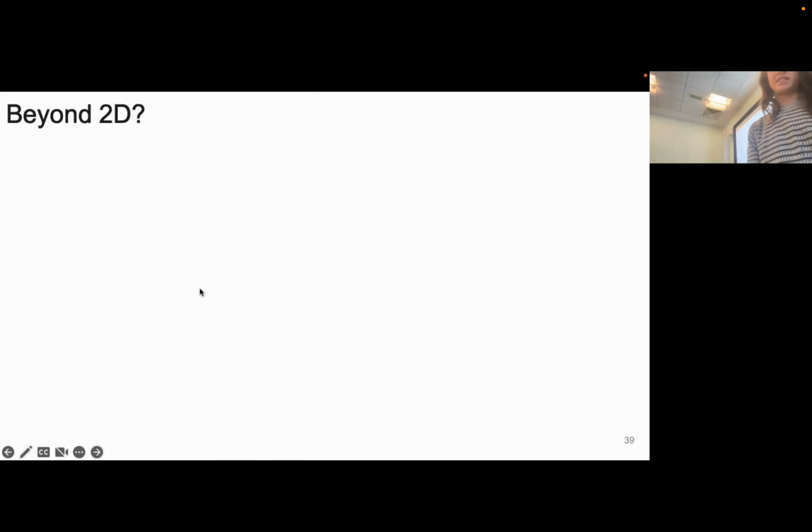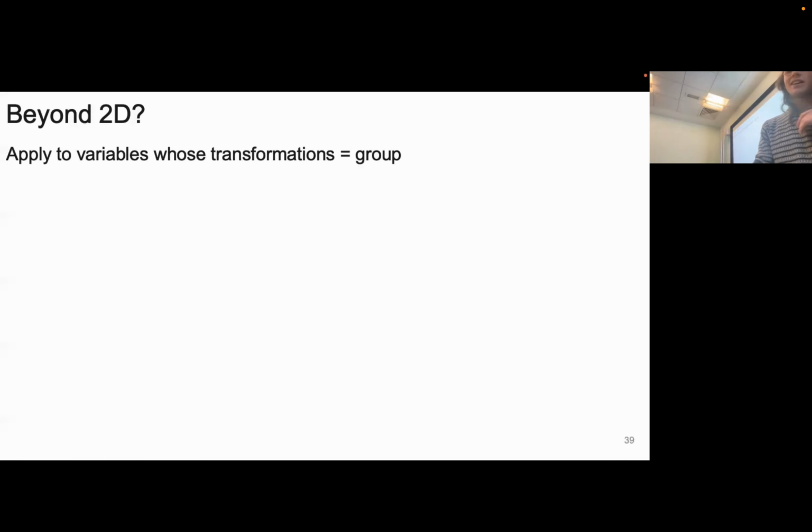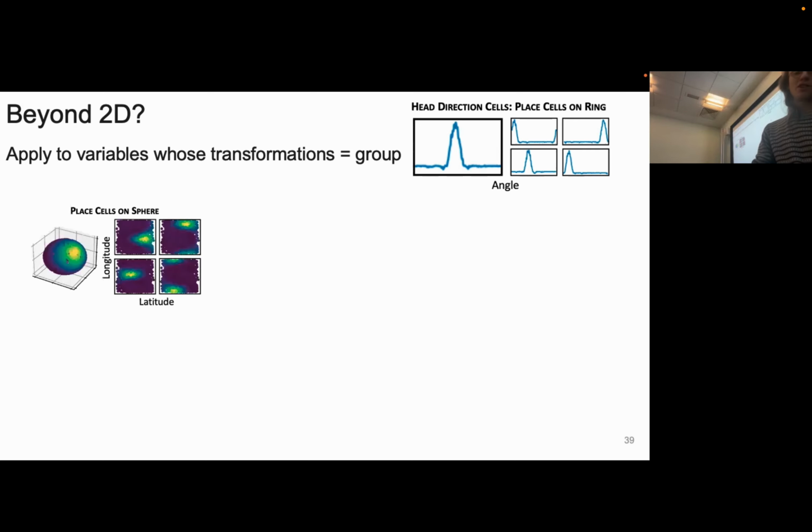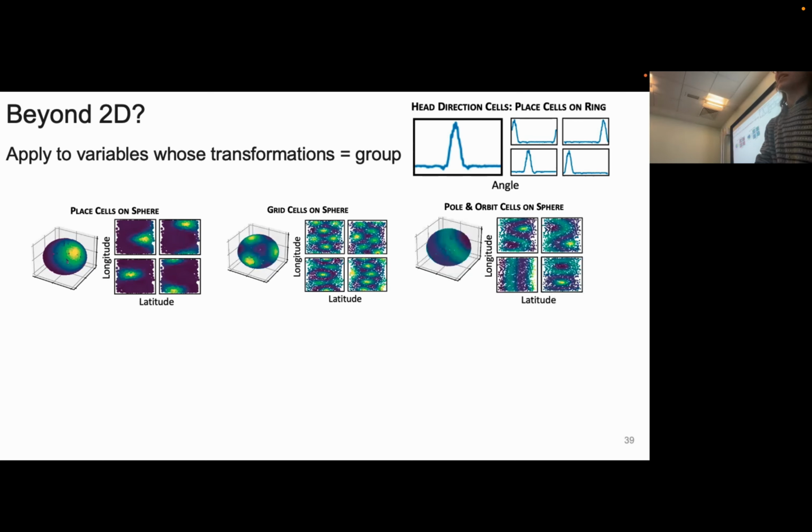The last thing I'm going to think about is going beyond 2D. I described this framework, and it can work for any variable whose transformations form a group. You've got to find the appropriate representation theory of that group, and then chunk through the same steps that we did here. So you can do it on a circle, and you get head direction cells popping up. We can go on spheres and get things like modules of place cells, or grid cells on spheres, or these weird pole and orbit cells on spheres, which are all related to spherical harmonics. People have spent a long time looking at them.